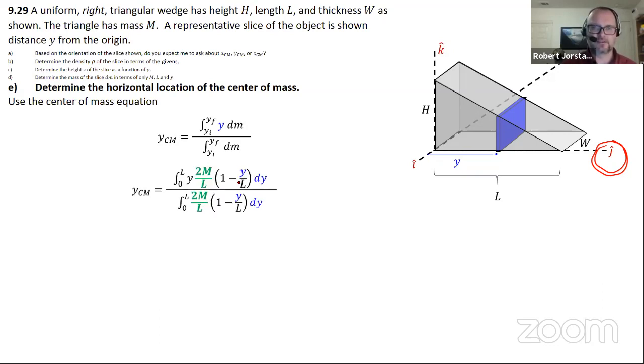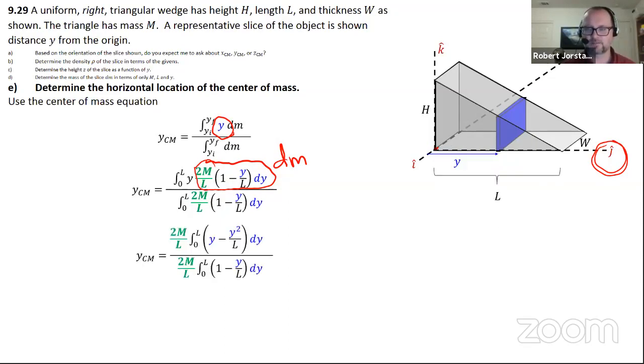That's what I found. Again, this dm is all from the previous slide. Over here, this y right here came from the equation definition. In the center of mass, there's a y in the numerator. The limits: the smallest possible value of y is right here at the center, which is y equals 0, and the largest is out here at y equals L.